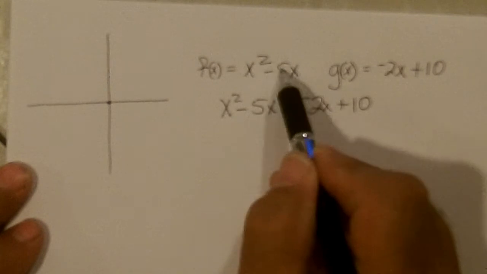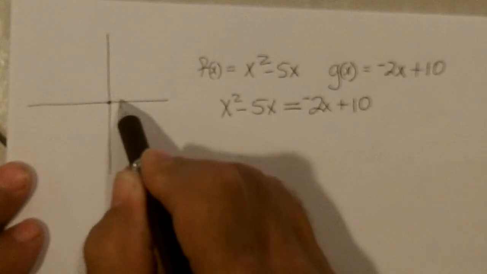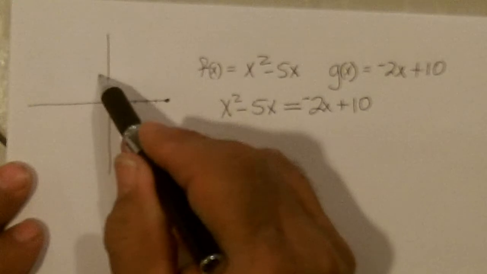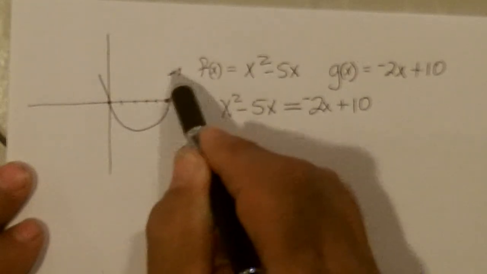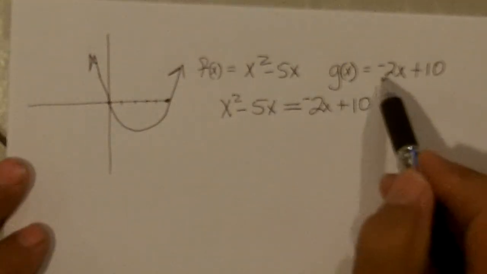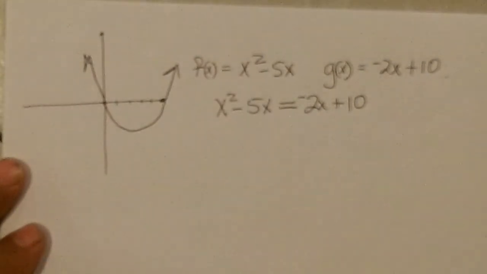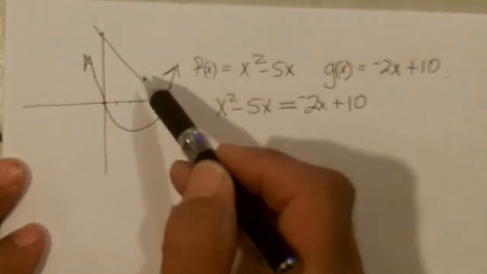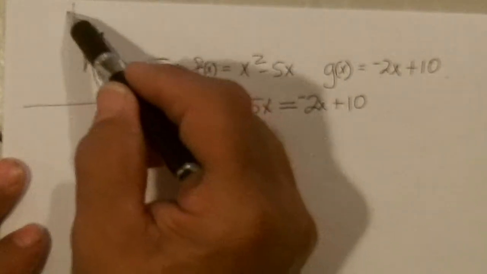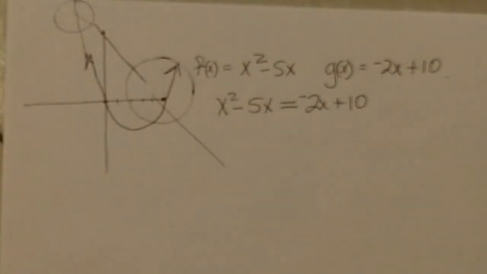5 squared is 25 minus 25. It goes through 5, 0. Since it's a right side up parabola, it does something like this going through those. I'm not too worried about the scaling here. And the other one is a line. It goes through plus 10 with a slope of minus 2. So it's going to cross somewhere over here, and it's also going to cross somewhere over here. So that's what we're trying to find, those 2 points.